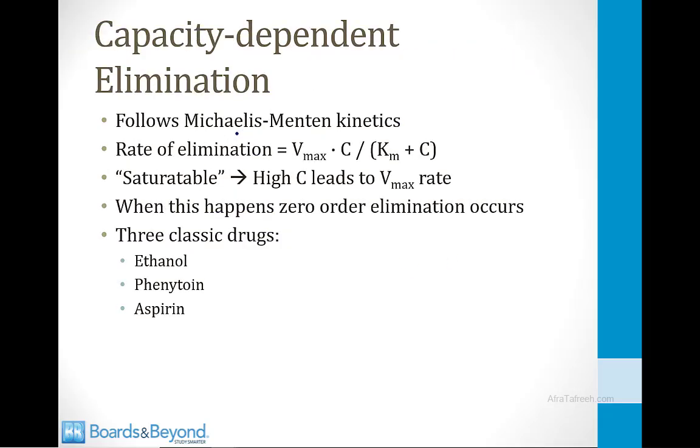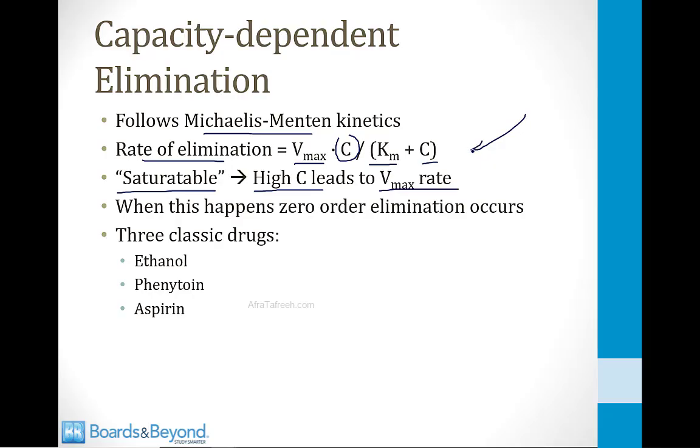Drugs with capacity-dependent elimination follow Michaelis-Menten kinetics, which I talk about in the videos on enzymes. Their rate of elimination from the body follows the equation Vmax, meaning the fastest rate of elimination, times the concentration of the drug divided by a Michaelis constant Km plus the concentration of the drug. Drugs with this type of elimination are said to be saturatable because if you have a very high concentration, then they will have a constant elimination rate at Vmax.